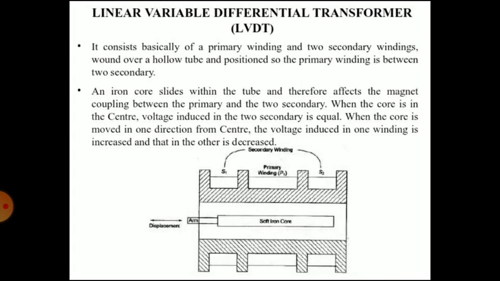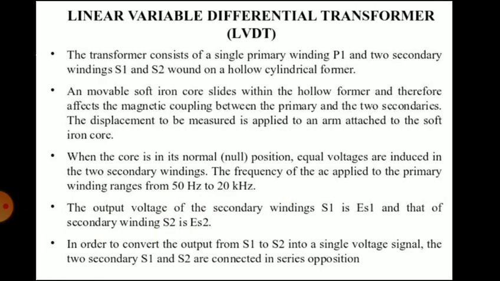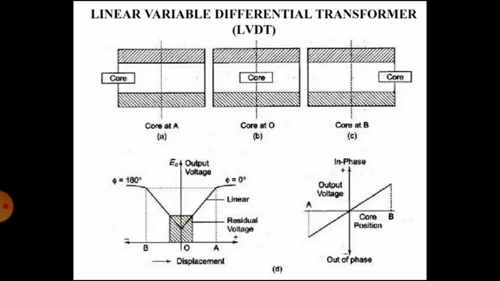Then the linear variable differential transformer, that is LVDT. The transformer consists of a single primary winding P and two secondary windings S1 and S2 wound on a cylindrical former. The secondary windings have an equal number of turns and are identically placed on either side of the primary winding and connected in series. You can see the diagram here.